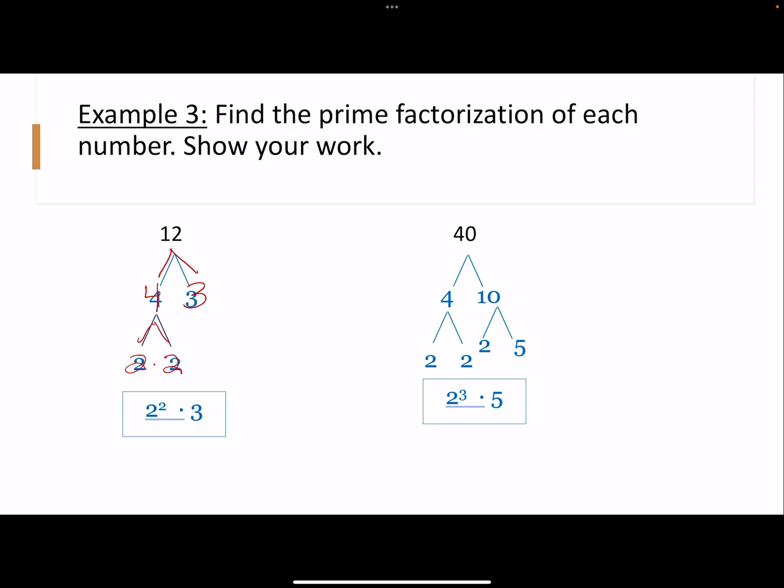They can be broken down, so I just keep breaking it down until they're all prime numbers. So you can see that 4 breaks down into 2 times 2, and 10 breaks down into 2 times 5, and then I get the last leg being all prime numbers. So that's 2 to the third multiplied by 5. That is the prime factorization of 40. And again, it doesn't matter what factors I would have chosen here, my prime factorization either way is not going to change. It's going to be 2 cubed times 5.